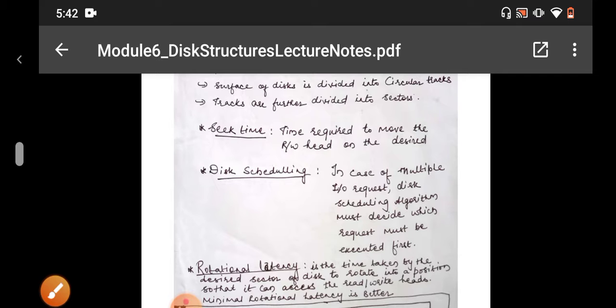Next is disk scheduling. In case of multiple IO requests coming from a system, there needs to be some scheduling algorithm which decides which request must be executed first, or which request must be given time for execution right now.